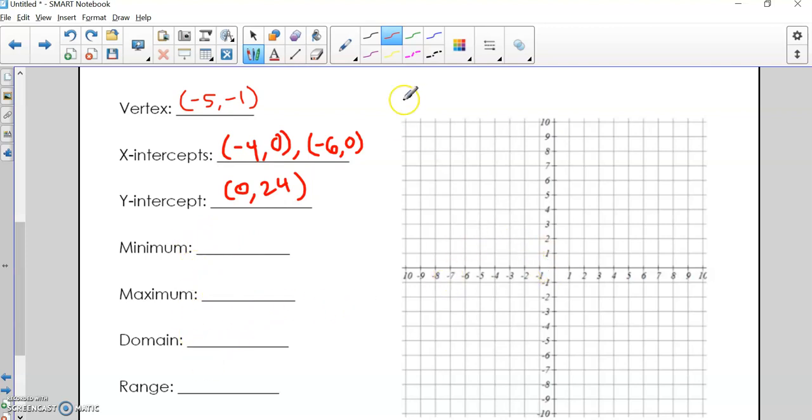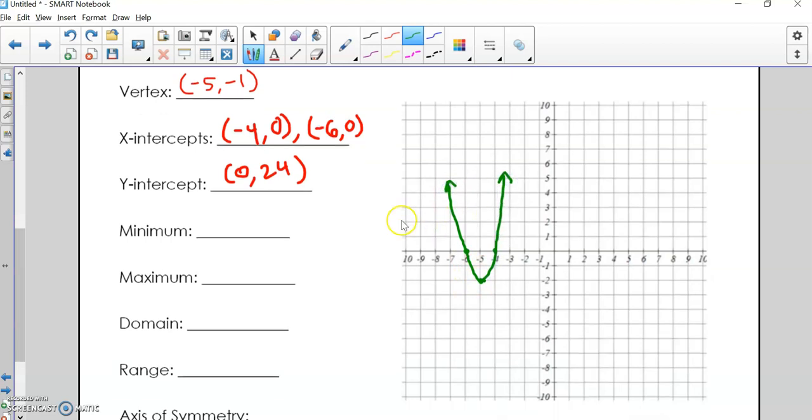Okay, our minimum, so before we continue, let's go ahead and draw this graph. We have enough information. So we can say -5, -1 is our vertex. And then we have -4, 0, and -6, 0. So these guys. And then, okay, my graph's going to be really questionable, but yours will be better because it will be on my Open Math.